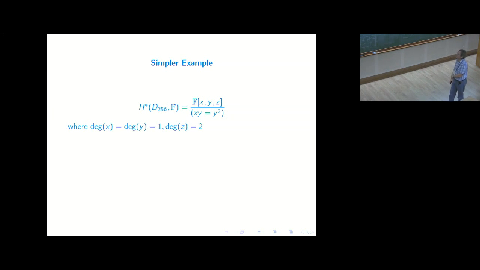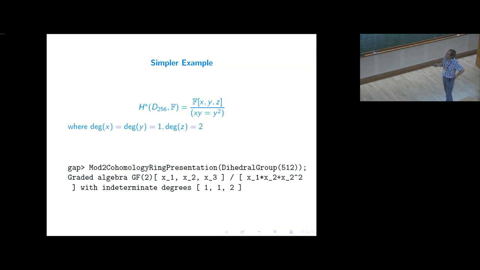Let's take the dihedral group of order 512. Okay, I'm using my notation. That's the dihedral group of order 512, and its cohomology ring is a bit easy to describe. It has this presentation on 3 generators, 1 relation, and the degrees of the generators are given there. If you were interested in that, probably you'd look up a book on cohomology groups, but now you could actually just type into GAP the command mod 2, and here 2 is built into the command. Okay, so mod 3 won't work at the moment, but you type mod 2 cohomology ring presentation of the group you're interested in, and it churns out a presentation.